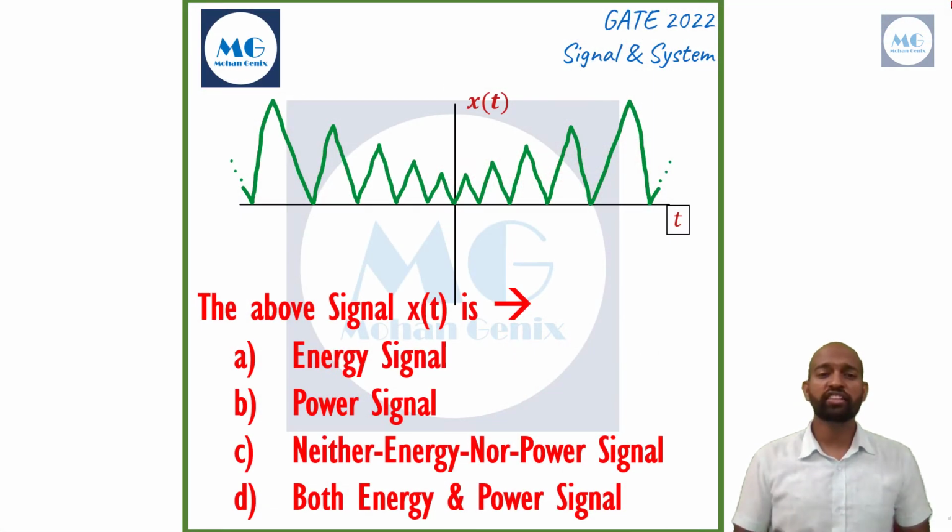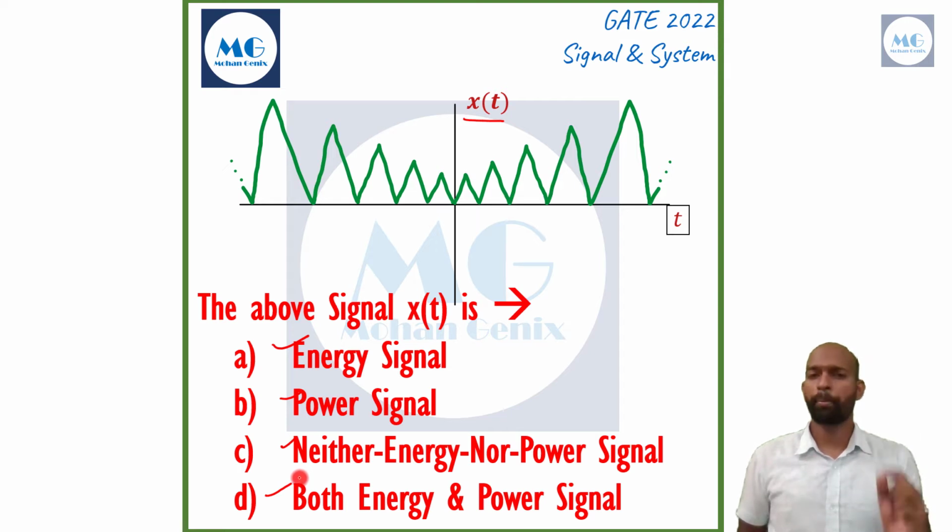We will start this lecture with this question. In this question it is written: for the given signal x(t), is it an energy signal, a power signal, neither energy nor power signal, or both energy and power signal? Attempt this question in the comment section below. Let's see who gets it right. I will give the answer to this question after this lecture.